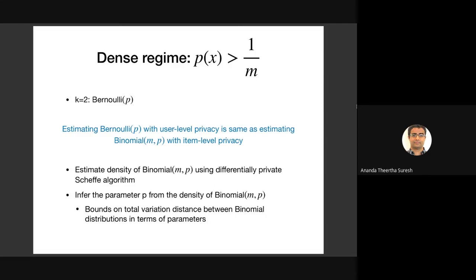Once we have this observation, we can estimate the density of a binomial distribution using a differentially private Scheffe algorithm. And we then infer the underlying Bernoulli parameter p by using the density of binomial m comma p. And to do this, we propose new bounds on total variation distance between binomial distributions in terms of their parameters. So that's a brief overview of the algorithm. If you're more interested, please look at our arXiv paper.